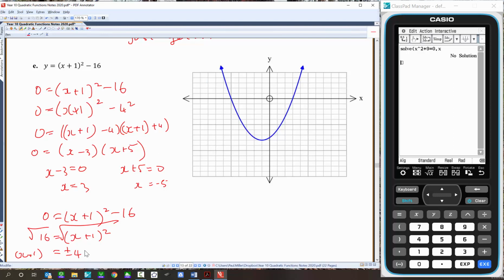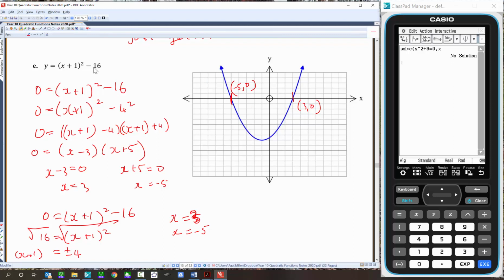Okay, now we're going to add 1 to both plus 4, which is x is equal to 5. We're going to subtract 1 from 4. That gives us 3, my bad. And subtract 1 from negative 4. That gives me negative 5. Notice that the two solutions we got are exactly the same. All right, let's pop some labels in there. We've got 3, 0 and negative 5, 0.